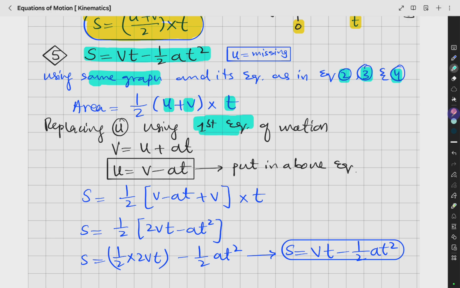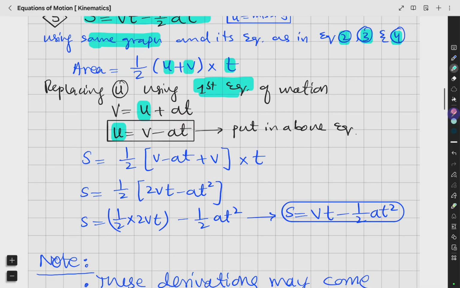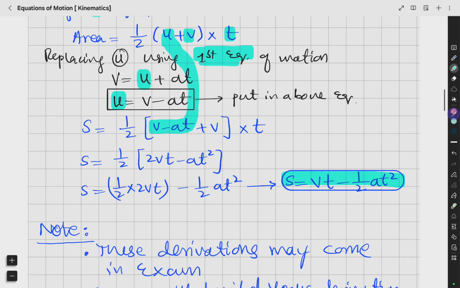It is helping you throughout the derivation of these equations. So from this, you're going to make u the subject. So u is v minus at. You replace u's value as above over here, and then you can simplify it to get s is vt minus half at squared.